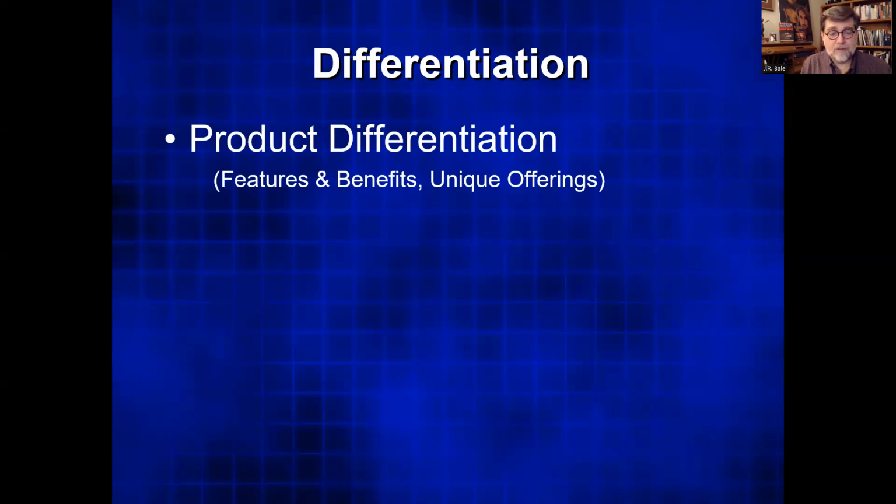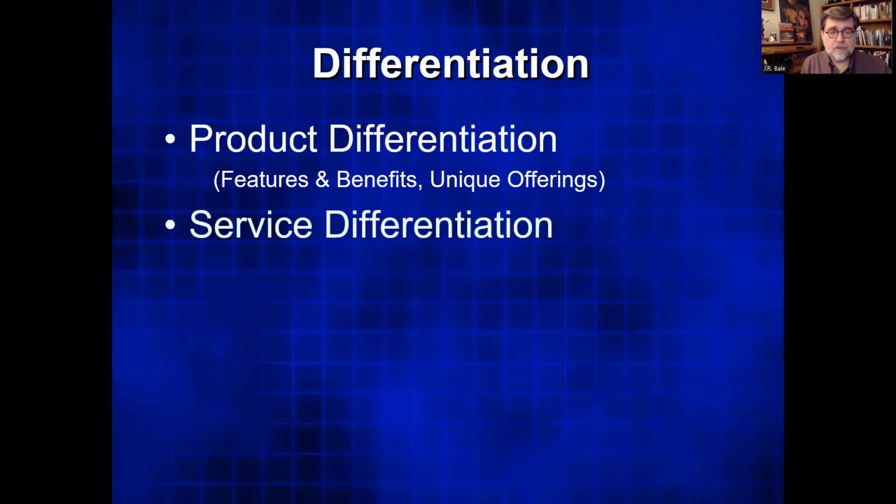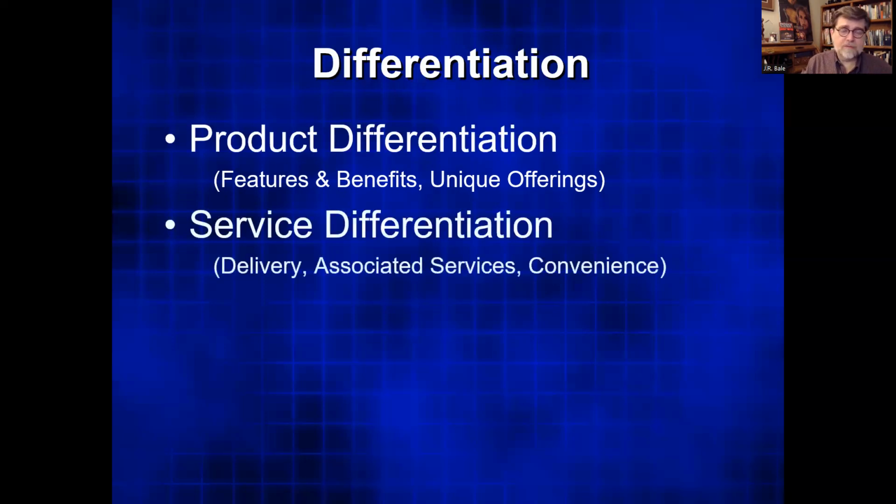We have other alternatives. For instance, you can do service differentiation, and service may be delivery, or associated services like tech support, or convenience. For instance, when I started my own consulting company, I hired an IT consultant to help me with my computer and virus protection, that sort of thing. And he recommended a product, and he said basically it's the same. It's very similar to what Microsoft is offering. And I asked, well, why don't we just go with the Microsoft product?